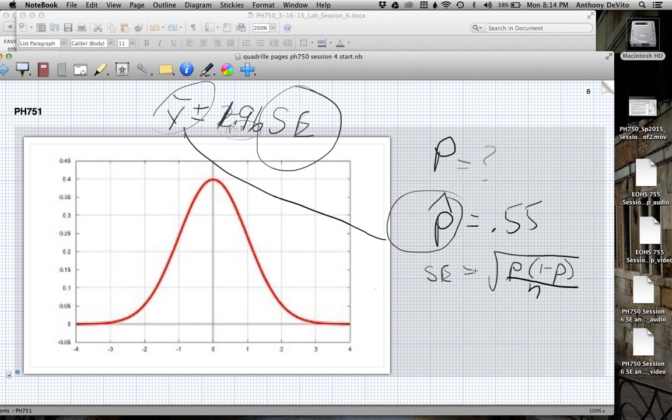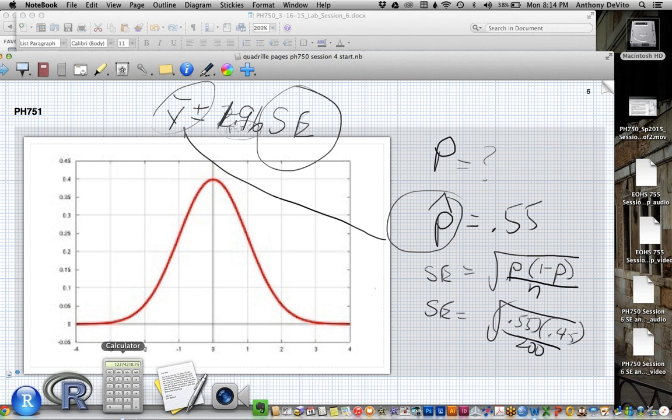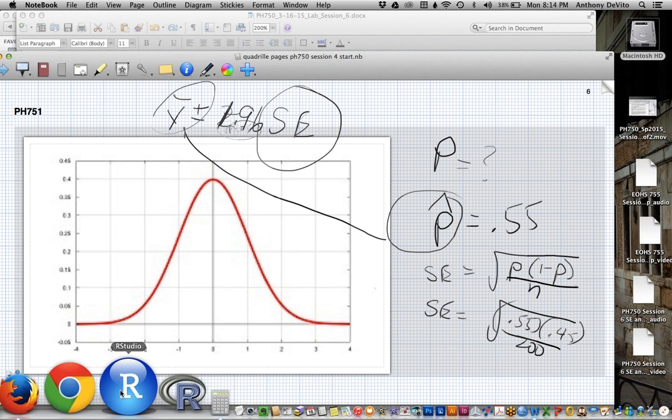Bigger N is, the smaller standard error is. Same as before. Bigger the sample size is, the smaller the standard error is. Smaller the standard error is, the smaller the margin of error is, and the narrower is the confidence interval. Works exactly the same. So let's calculate this for this problem. Standard error is equal to the square root of 0.55. Now what's 1 minus P? 0.45, good. Over, sample size was 200. All of it is under that square root sign. So let's calculate that.